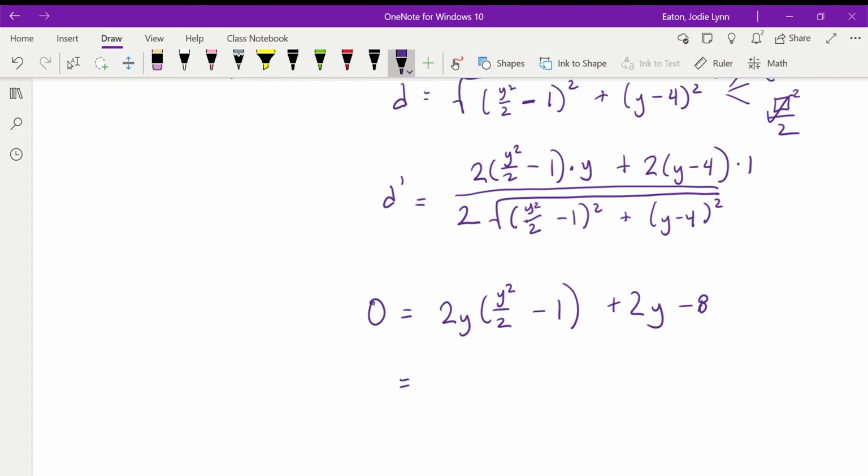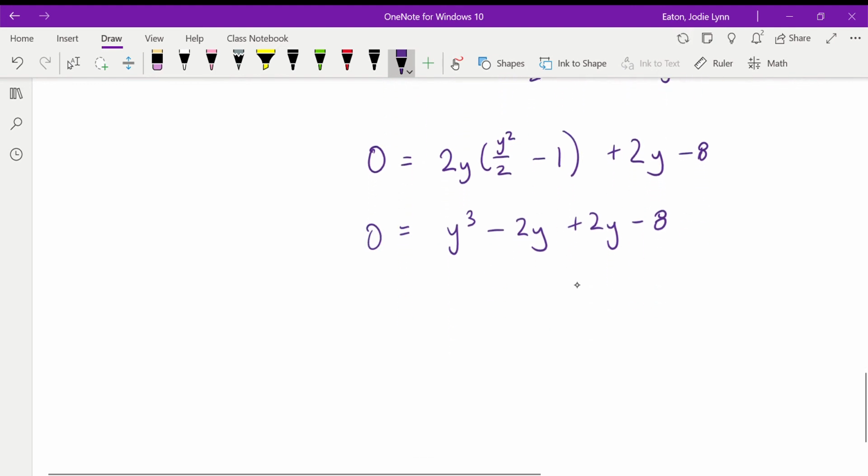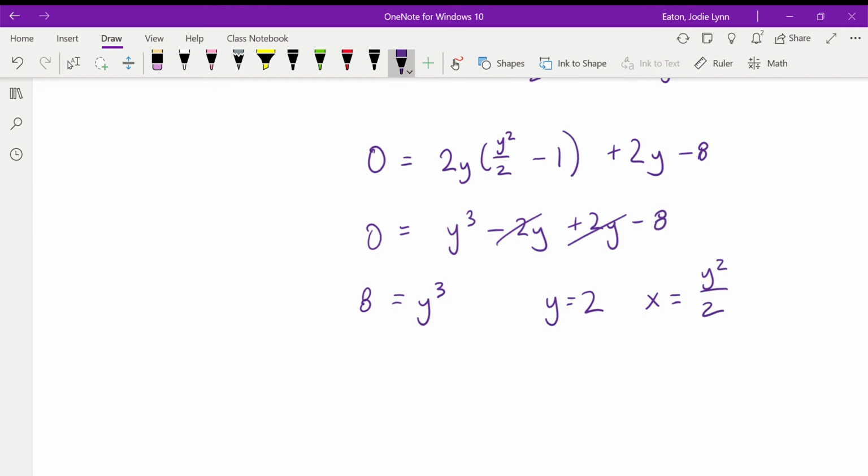So this is 2, when we have y times y squared, 2 times 2, so we have y cubed minus 2y plus 2y minus 8 equals 0. That gives us, these cancel beautifully, so we get 8 equals y cubed. So we get y equals 2, and x is going to be equal to y squared over 2, but 2 squared divided by 2 is just 2 also. So here the point is (2, 2), and that is going to give us our derivative here.